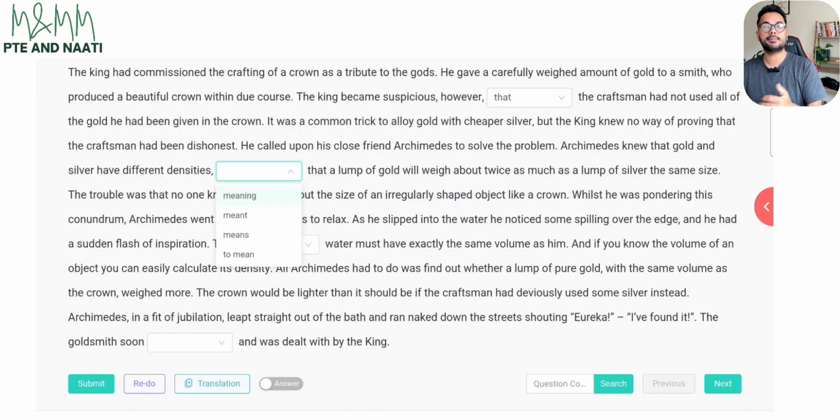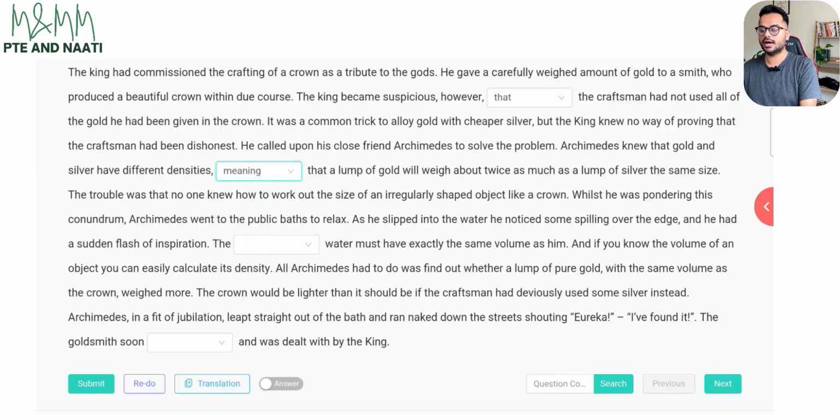So we just have to figure out on the basis of grammar which word sounds the best. Knew that gold and silver have different densities. Meaning that, yes, sounds good. Meant would be in the past, but the sentence isn't talking about anything in the past. So this can't be the answer. Means, if I have to use the word means, I need to use which means for it to be grammatically correct. To mean can't stand alone, so I need a subject at the front. The only word that can fit in between my sentence is the word meaning.